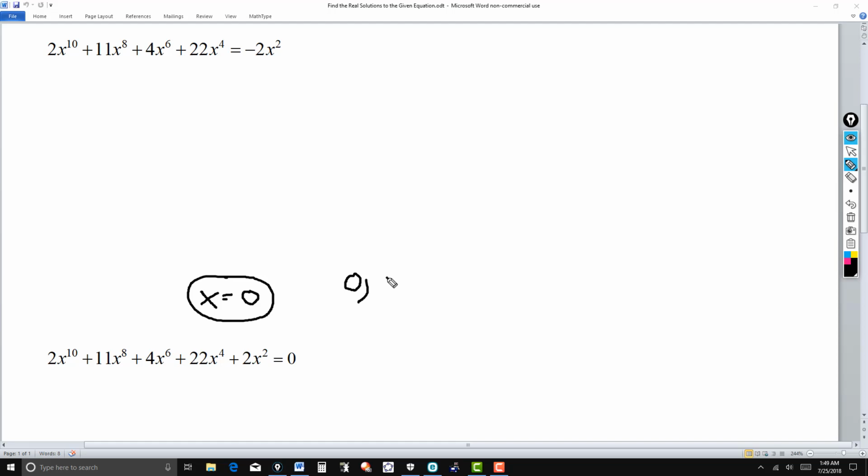So, repeated solution of 0. And then there's 8 other solutions that are imaginary or complex. But in this case, we're asking for the real solutions. So there's only one. x equals 0. And of course it's repeated. But x equals 0 is the only real solution.